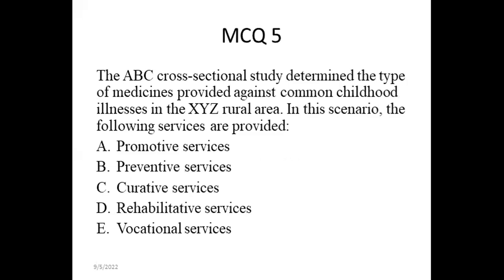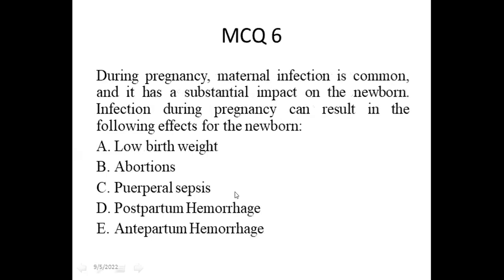MCQ 5. ABC cross-sectional study determined the type of medicines provided against common childhood illness in XYZ rural area. In this scenario, the following services are provided. Alpha, promotive services. Beta, preventive services. C, curative services. Delta, rehabilitative services. E, vocational services. C will be the correct option. The study indicates the type of medicine provided against common childhood illness. Therefore, treatment of illness comes under the curative services. C will be the correct option.